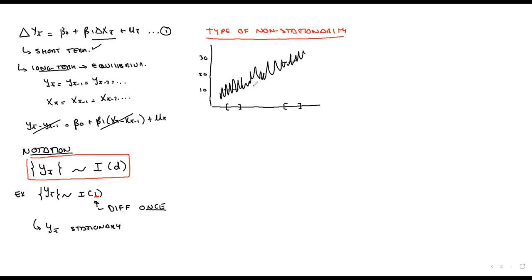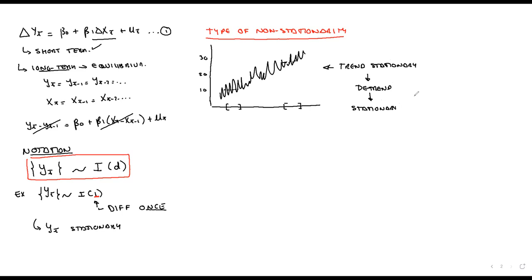First of all, this one is called a trend stationary process. Why is it called a trend stationary process? Because what you need to do, guys, is detrend the series. If you detrend the series, the resulting series is going to be a stationary one. So what is the meaning of that? How do I detrend a series?